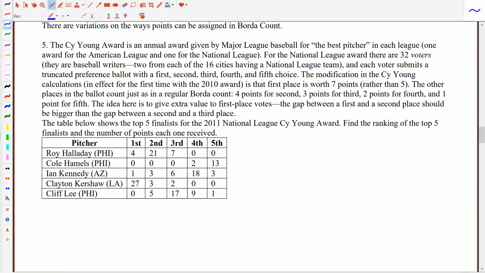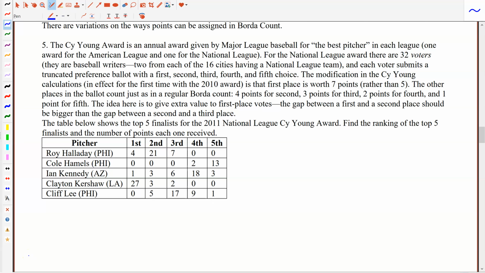Now this table below shows your top 5 finalists for the 2011 National League Cy Young Award. So we're going to find the ranking of the top 5 finalists and the number of points each one has received. Okay, so the number of points each one received is called their Borda count.